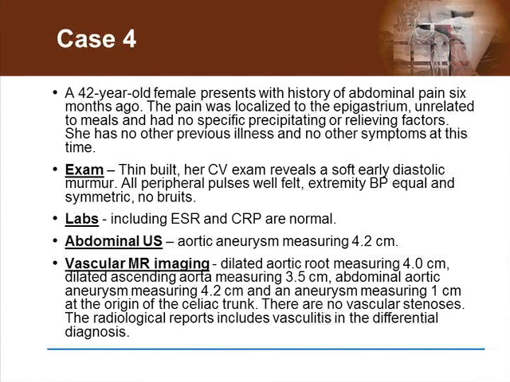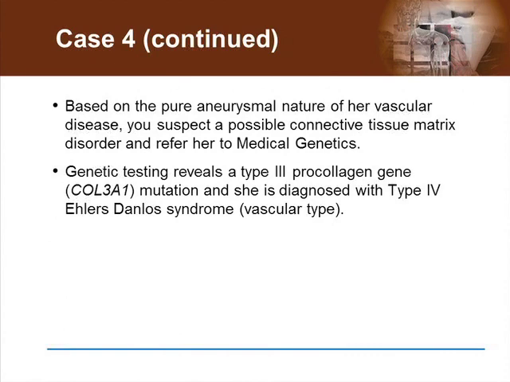So the correct answer here is genetic testing for connective tissue matrix disorders. Again, in a patient presenting with pure aneurysmal vascular disease, it's important to think of possibilities outside of vasculitis, because most patients with large vessel vasculitis will either present with stenotic vascular lesions or a combination of stenosis and aneurysms, but much less likely with pure aneurysmal disease. So based on the pure aneurysmal nature of her disease, you refer her to medical genetics, and genetic testing reveals that she has a mutation in the type 3 procollagen gene associated with type 4 Ehlers-Danlos syndrome, which is of the vascular type.